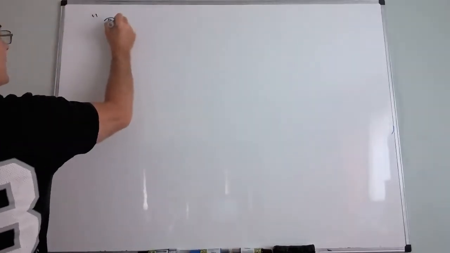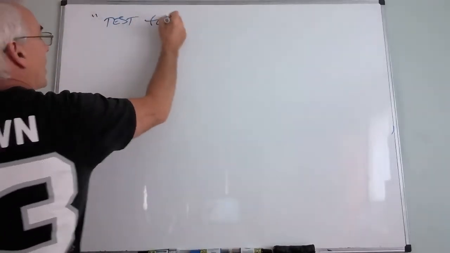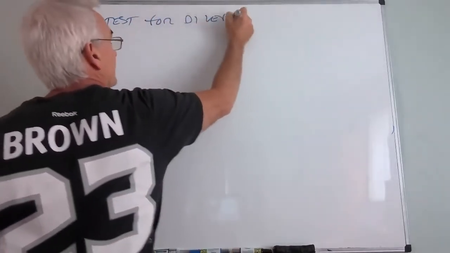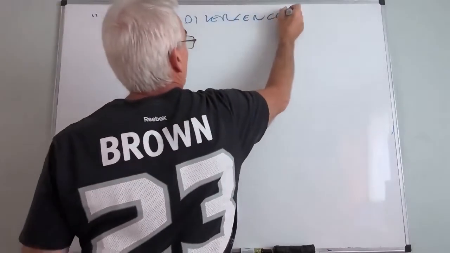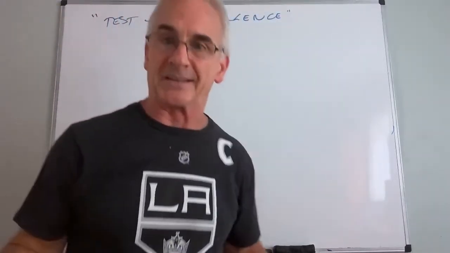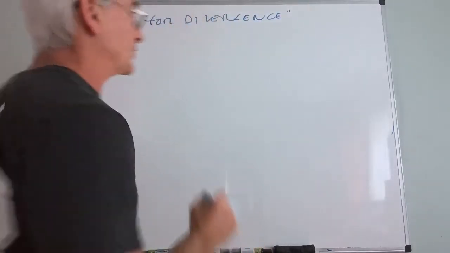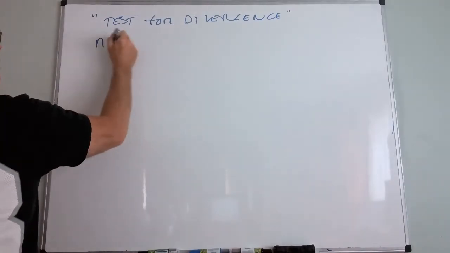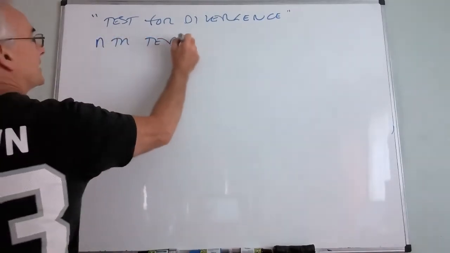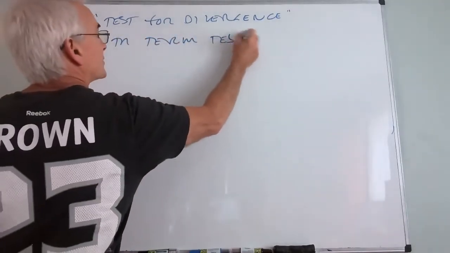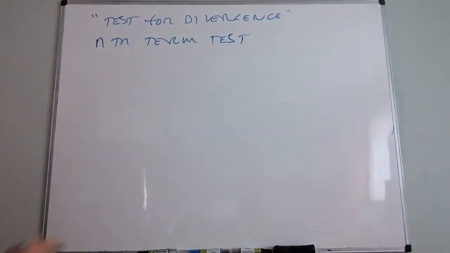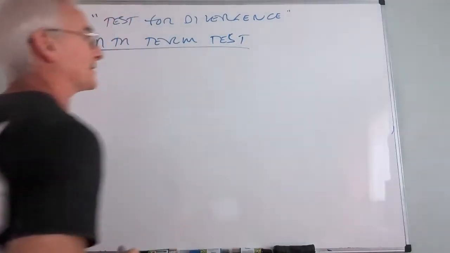And I don't mind that, but that's too vague. So I give it a different name because it's a different name in most books. Because every test we do will technically be a test for divergence. This one's more appropriately called the nth term test. That's the expression we're going to use, and that's what most textbooks call this, the nth term test.